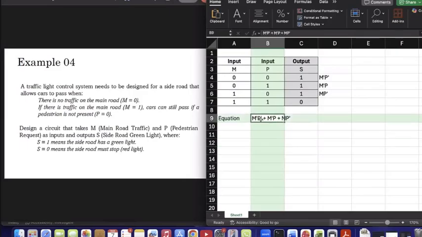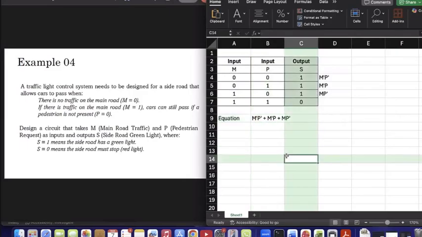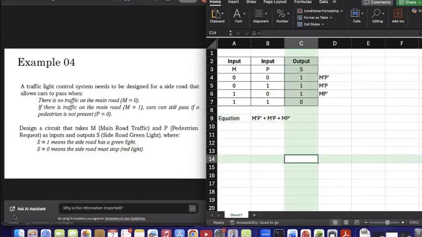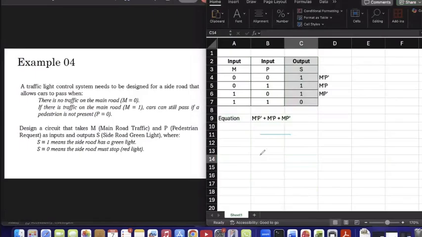Now, if you get this equation, can you draw the circuit? It's easy. Maybe you have two variables, M and P. So imagine this is your M variable and this is your P variable. You have an OR gate, and before the OR, you have some multiplication. So you plug a NOT gate here and a NOT gate here, which gives M bar and P bar. This is going to go to the AND gate.